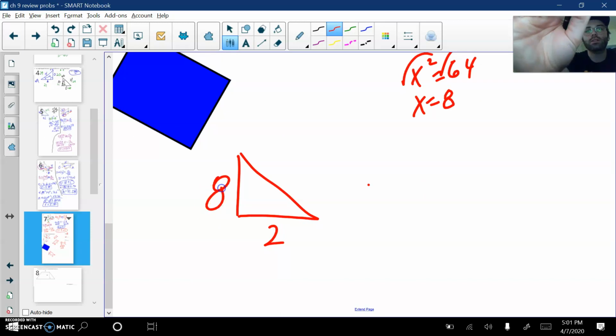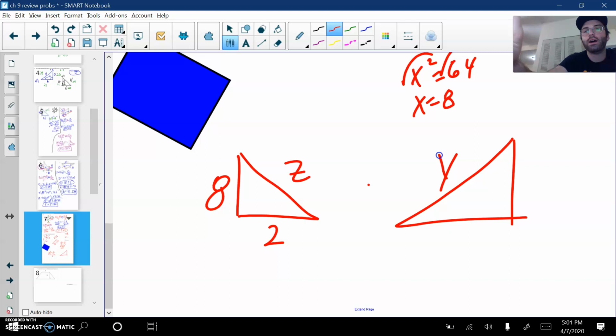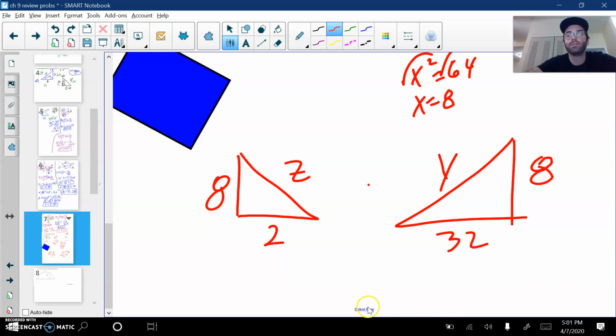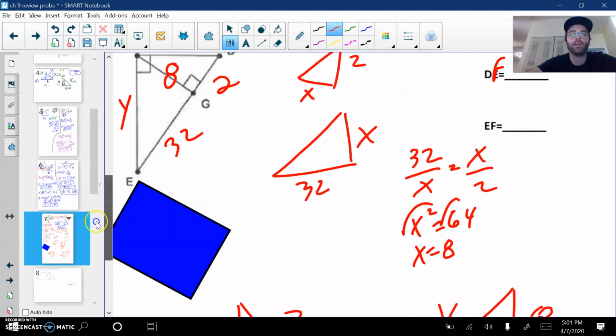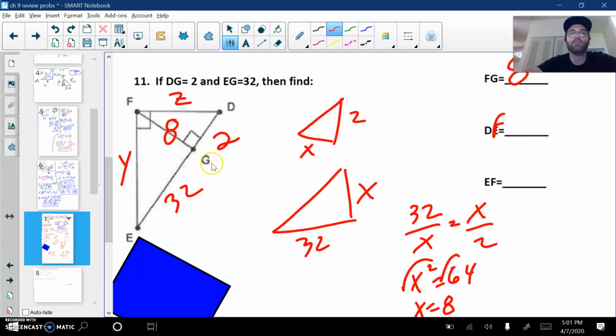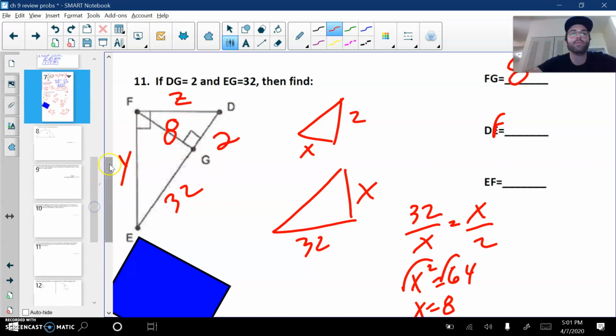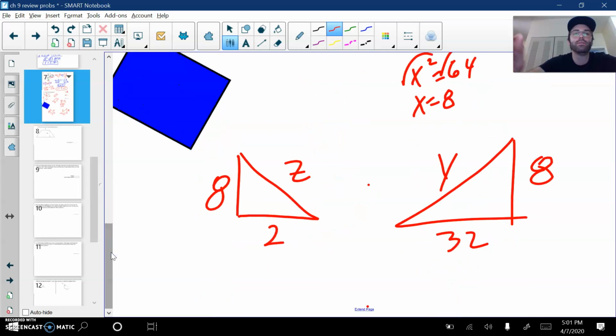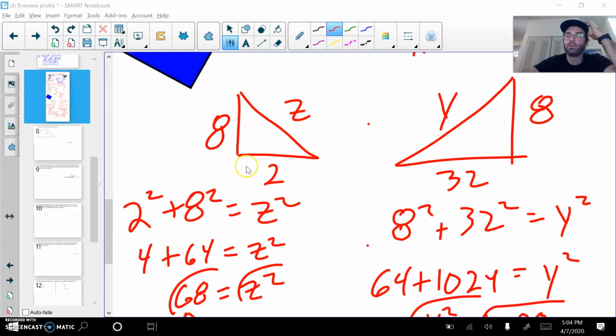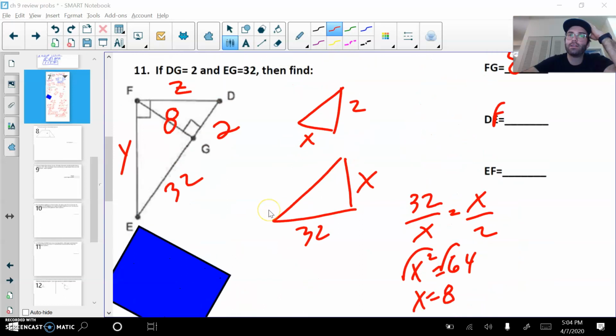2, 8, and Z. In your other triangle, you have Y, 8, and 32. All right, so I'm going to set up 2 different Pythagorean theorems here and do them both. Remember now, I want to find the altitude first so that I can do the Pythagorean theorem right away. I'm going to circle back to this. Again, I just want to start from the beginning.